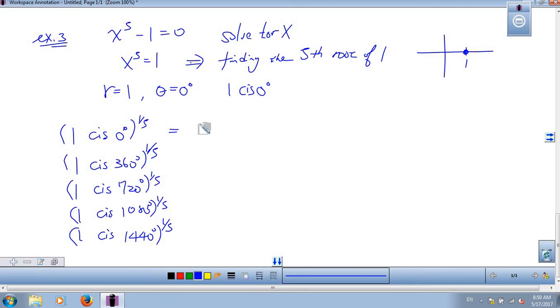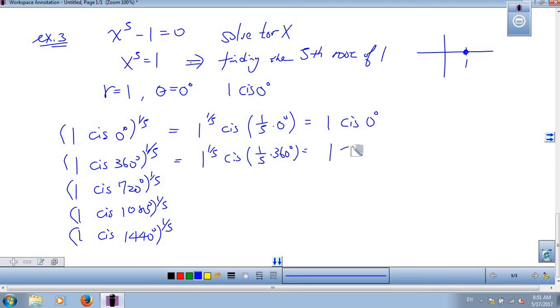The fifth root of 1 is 1, and 1/5 times 0 degrees is still 0, so it's 1 CIS 0. That agrees with our real number solution: the fifth root of 1 is 1. But we have other numbers here. 1/5 times 360 degrees gives us 1 CIS 72 degrees, which definitely is not a real number.